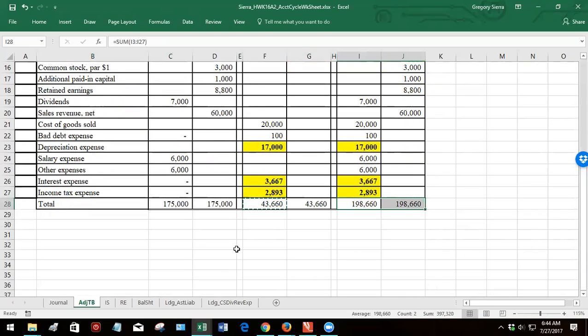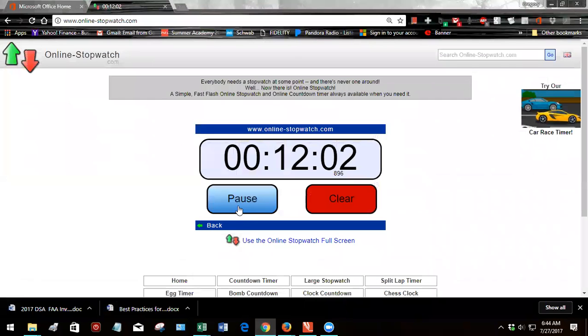So this part was a very short video, just the income tax expense adjusting entry. In the last part, we're going to get through all the financial statements lickety split.